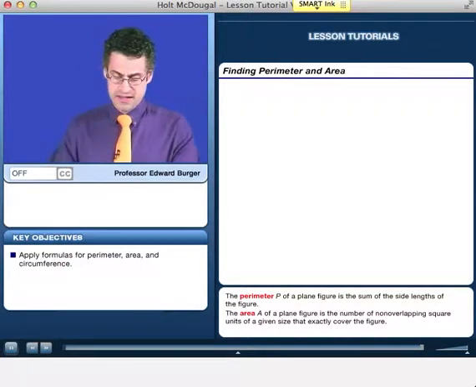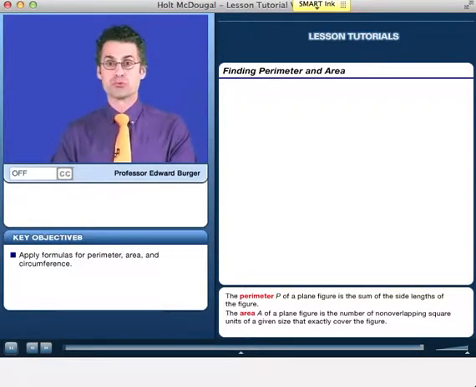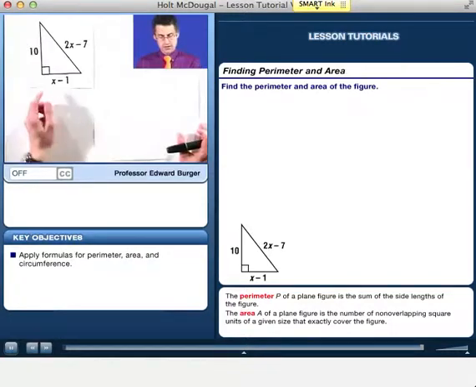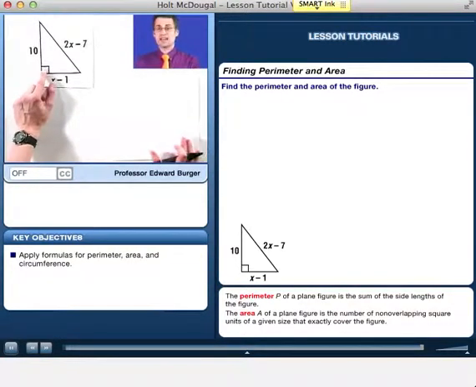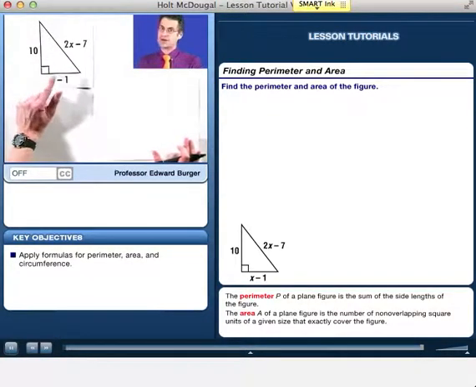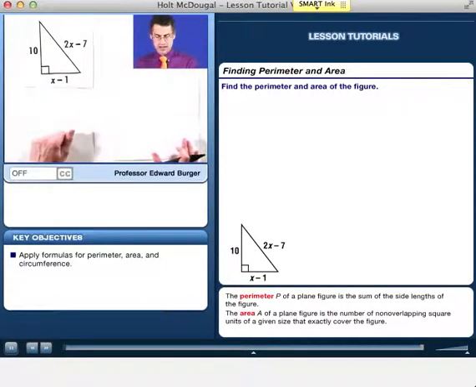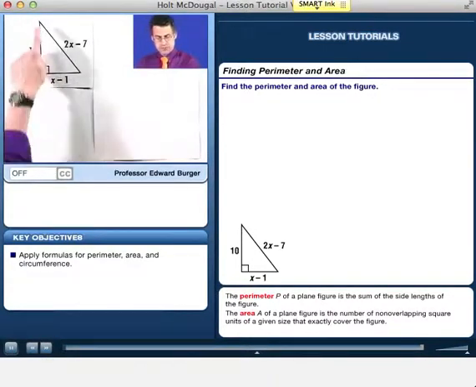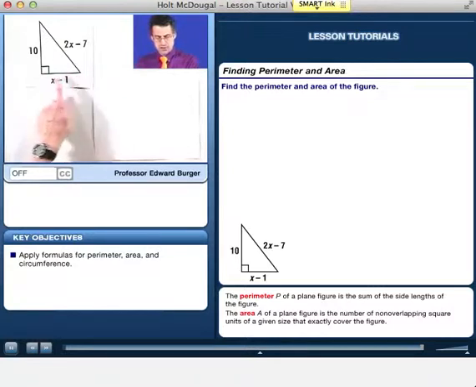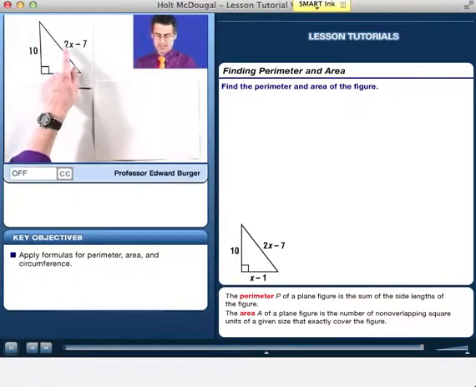Let's up the ante a little bit and take a look at this more abstract right triangle. You'll notice there's a right angle here, and I'd like to actually first find the perimeter of this triangle and then its area. But notice that while this we know for sure is 10, this we only know to be some unknown x minus 1, and this length is some same unknown x times 2 minus 7.